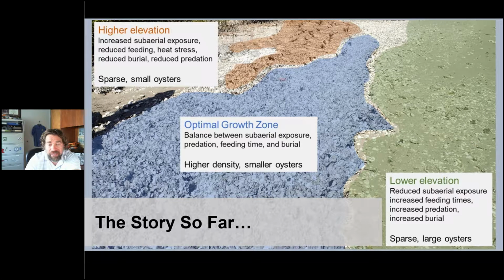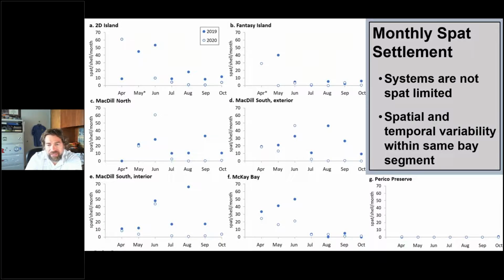So the story so far is that there is probably an optimal growth zone where you're balancing subaerial exposure, which has fewer predators. You may be getting higher density and slightly smaller oysters, but it depends on what your restoration goals or targets are. Do you want harvestable oysters with large shell heights, which usually isn't the point of restoration, or do you just want dense clusters of oysters and a well-functioning reef? There really is this optimal growth zone somewhere between the highest and lower elevations. So that blue area would be your Goldilocks zone for oyster restoration.